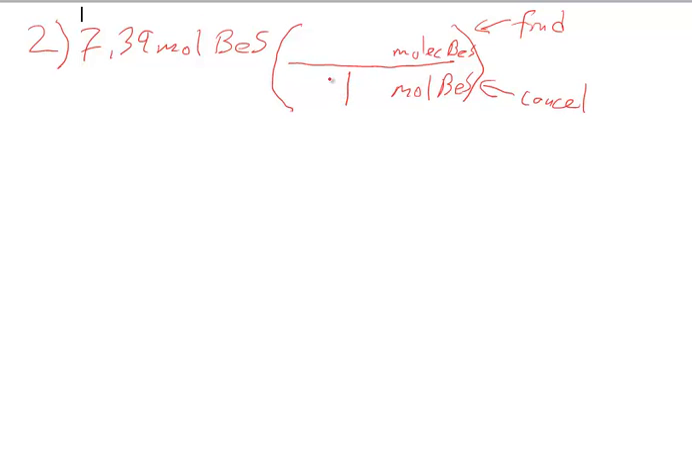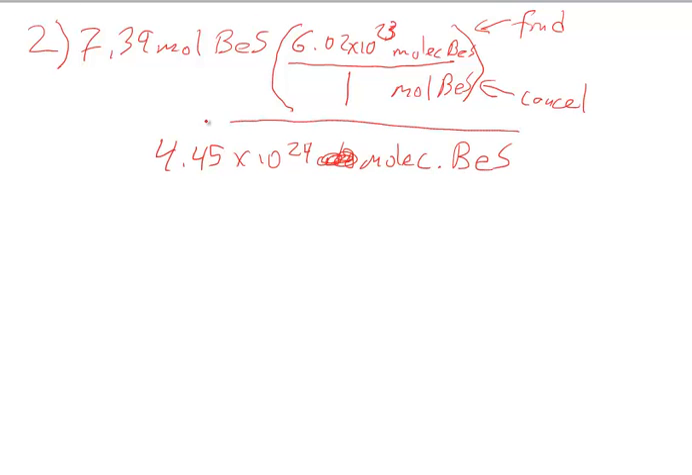We know that there is 6.02 times 10 to the 23rd molecules of BeS for every 1 mole. 6.02 times 10 to the 23rd is Avogadro's number for the mole. We multiply this out, we get 4.45 times 10 to the 24th molecules BeS. So that is our answer to A.